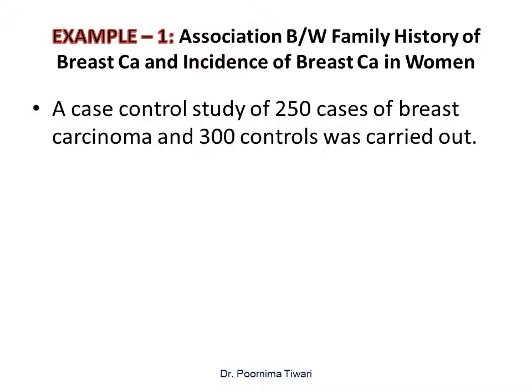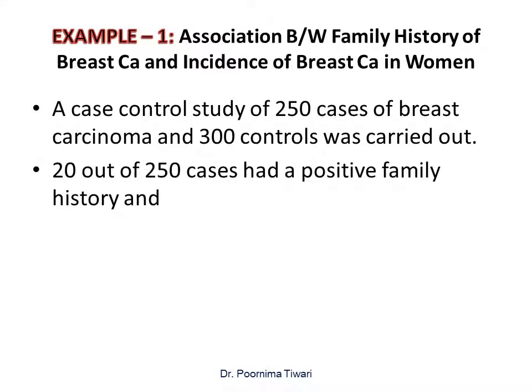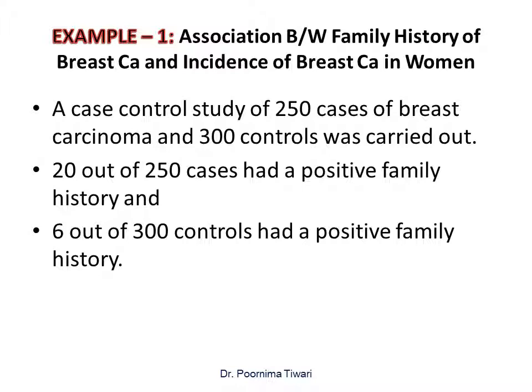A case control study was conducted where 250 cases were studied and 300 controls were studied, and it was found that 20 out of 250 cases had a positive family history of breast carcinoma, against 6 out of 300 controls. So apparently it seems that a higher proportion of cases have a positive family history of breast carcinoma in their family. But again, the null hypothesis says this difference, however big it may be, is due to chance alone. So we proceed on to apply the chi-square test to calculate.